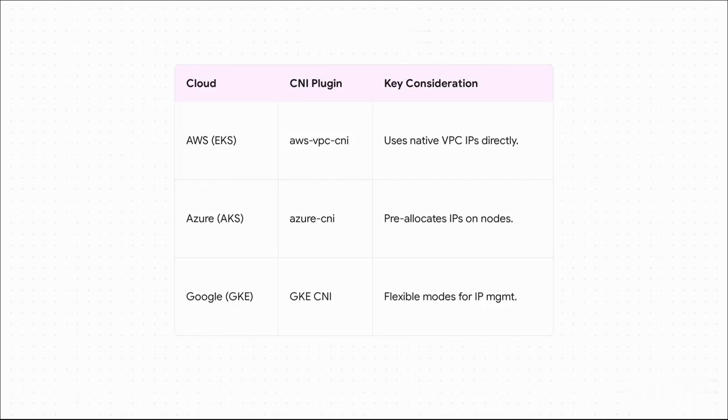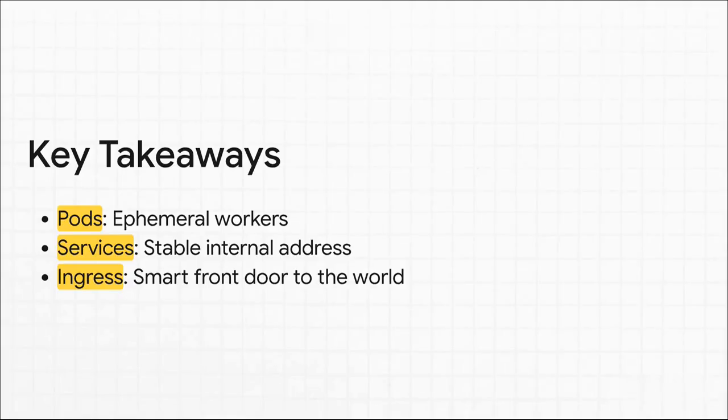On AWS, for example, their CNI plugin pulls IP addresses directly from your main cloud network. Now that's simple, but the catch is you can burn through addresses for your entire network way faster. Azure, on the other hand, tries to get ahead of this by pre-allocating big chunks of IPs on each server, but that means you need to do a lot more planning up front. The key takeaway is that the foundation your cluster is built on is different everywhere, and you absolutely have to account for it.